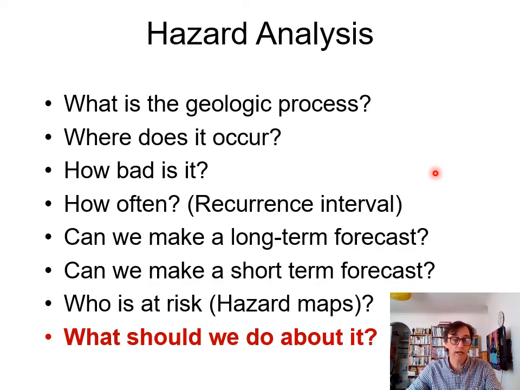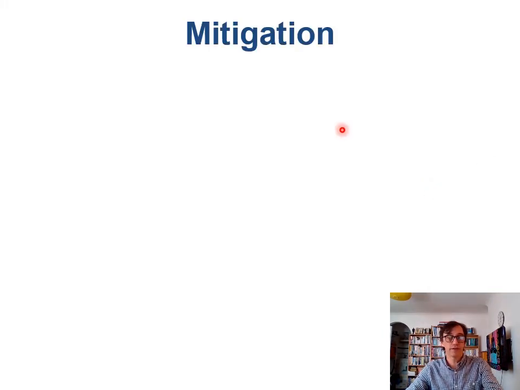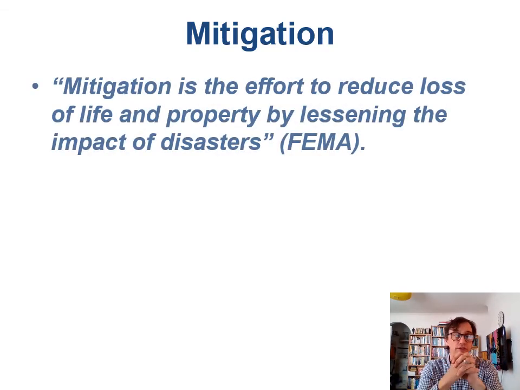Finally, what can or what should we do about it? Well, this is all about the keyword mitigation. So mitigation, to define it, firstly, this is from FEMA, the Federal Emergency Management Agency, the US government agency. Mitigation is the effort to reduce loss of life and property by lessening the impact of disasters. What actions can we do to lessen the risk to us from a lava flow, from an ashfall, etc.?